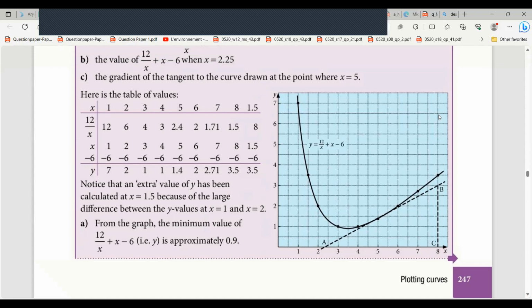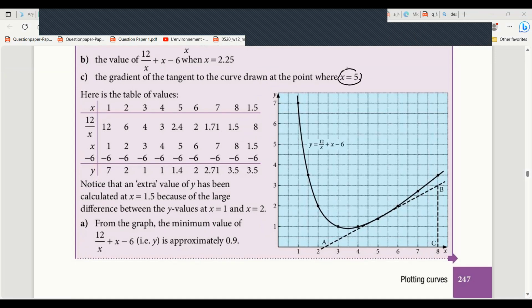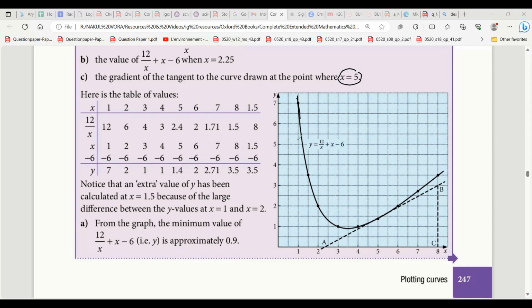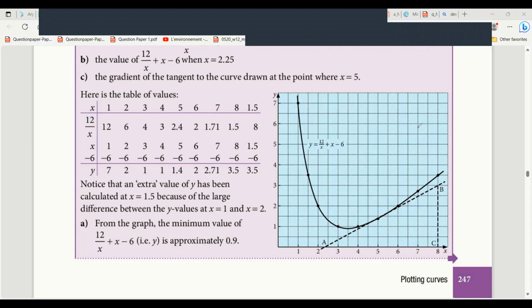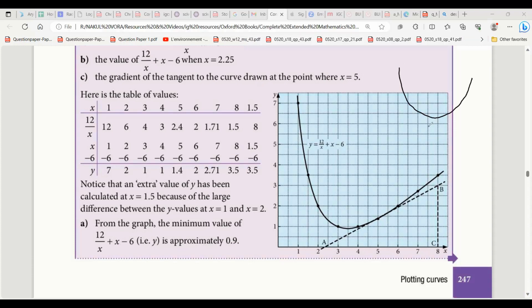The gradient of the tangent to the curve drawn at point x equal to 5. I told you in the explanation itself, at every point the tangent or gradient is different. Right or wrong? At every point the tangent or gradient remains different. Tangent and gradient are two different things. We cannot use them interchangeably. But what if you want to find the gradient of a curve? Sir, you said that in a curve it is different everywhere, so how will we find the gradient?